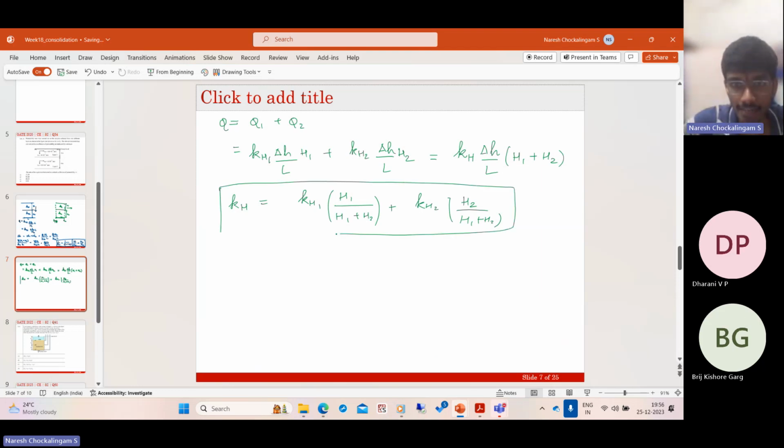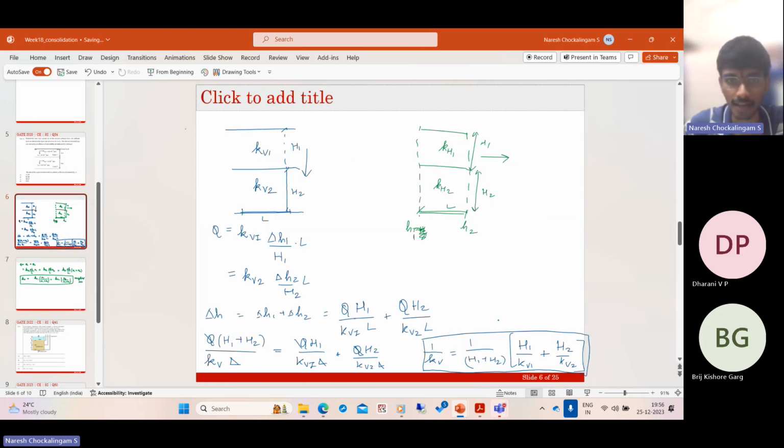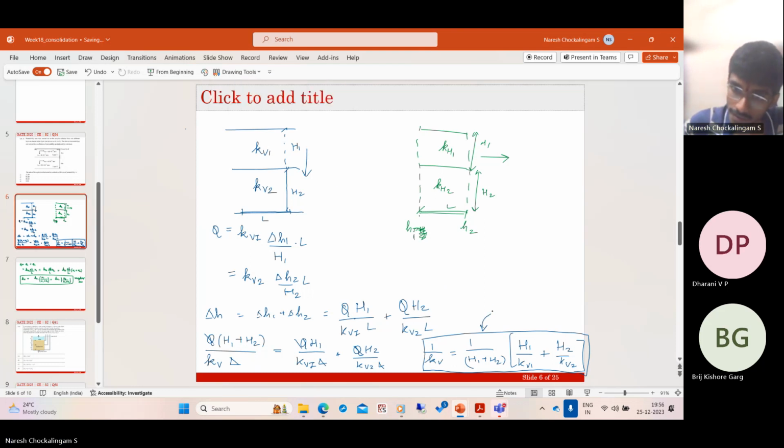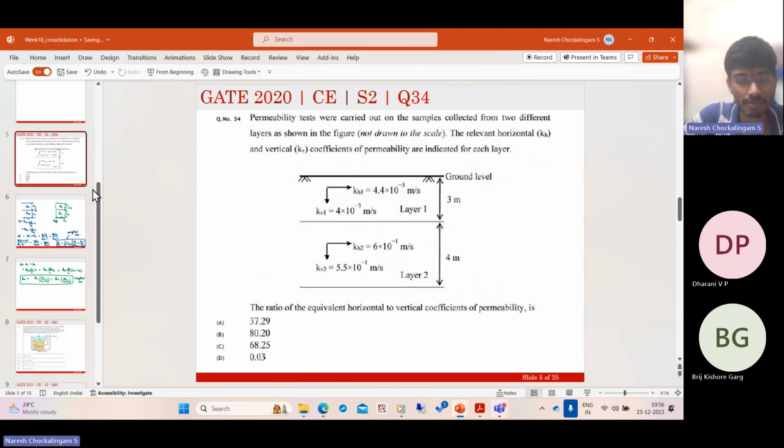Therefore, the net horizontal permeability is the weighted arithmetic mean of the individual horizontal permeability. So this is weighted arithmetic mean, weighted by H1 and H2, which are the cross-sectional areas, and this is weighted harmonic mean. In this case, now we just have to plug in everything into this formula.